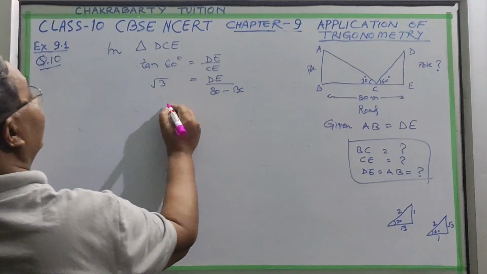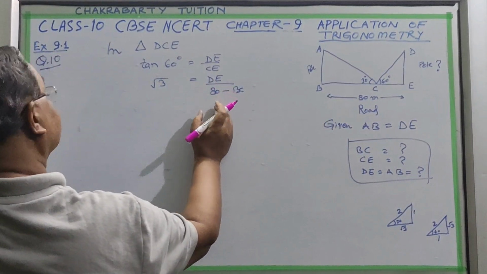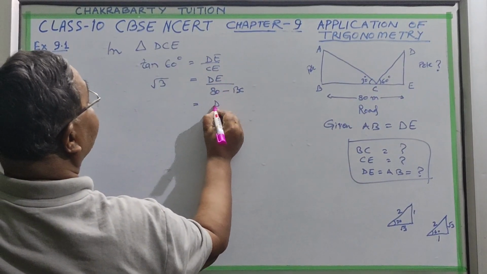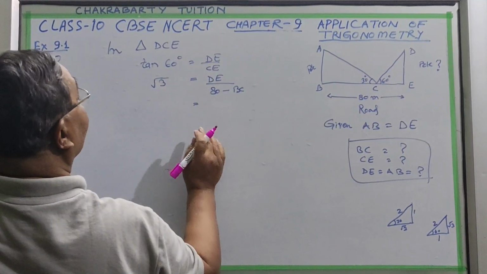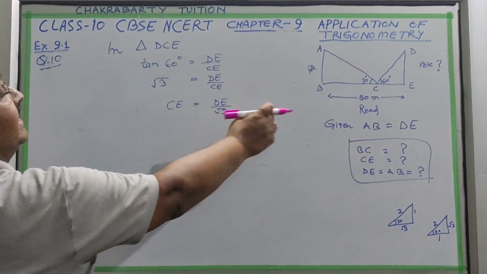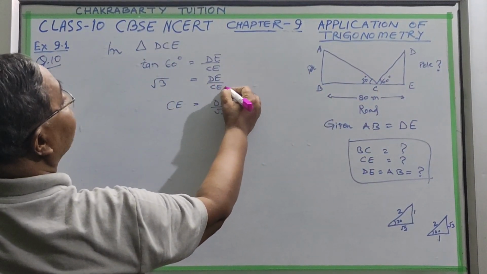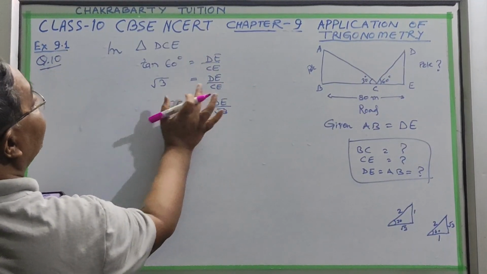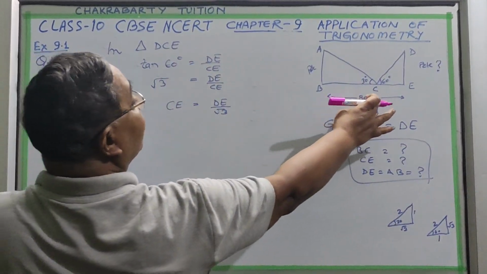Suppose you want to know, suppose CD will remain on this side, and we will solve it. So here our main aim is to find this CE, because it will be useful for us. So we will take CE to one side and the other things. So CE will be CD upon under root 3.